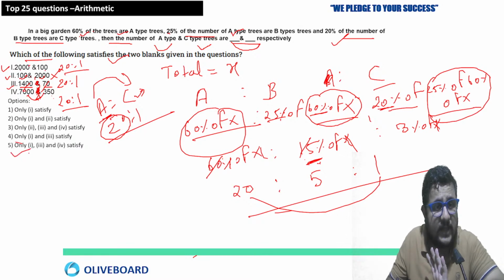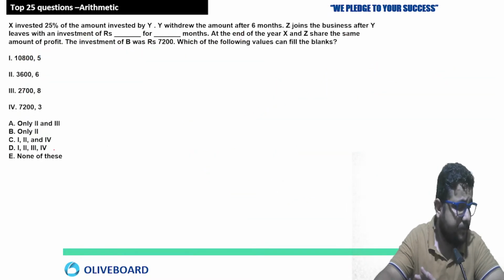Is there any option like that? First, third and fourth. Option fifth. Very good. Very good, Robin.